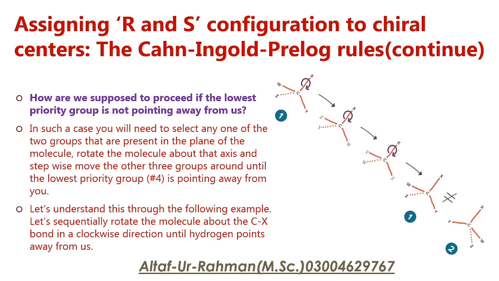How are we supposed to proceed if the lowest priority group is not pointing away from us? In such a case, you need to select any one of the two groups that are present in the plane of the molecule, rotate the molecule about the axis, and stepwise move the other three groups around until the lowest priority is pointing away from you. So you can see here the lowest priority, like if it is Z, it is pointing away from you. Then we can make their isomers.